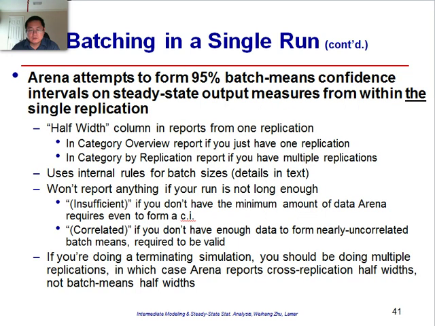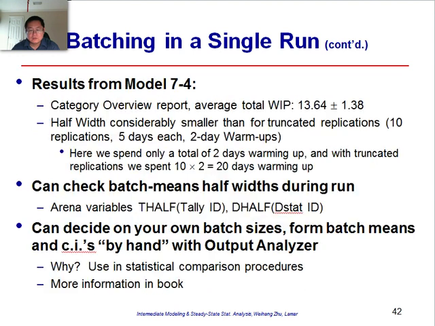Arena uses some internal rules for batch sizes. Basically, we need to have sufficient data in order for Arena to calculate the batch means confidence intervals. If we run model 7-4 and check its Crystal Reports, we can find the average WIP and its half-width in the category overview. This is considerably smaller than the half-width obtained from truncated replication.